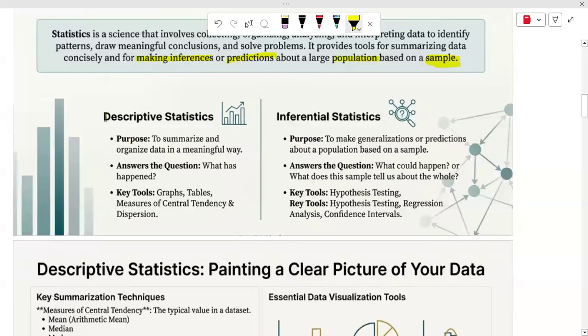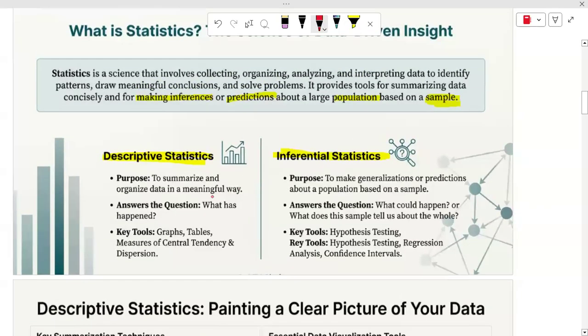Now we talk about descriptive statistics and inferential statistics. These are the major branches of statistics. To have a clear idea about what is descriptive statistics and what is inferential statistics, we will use some examples from our day-to-day life.